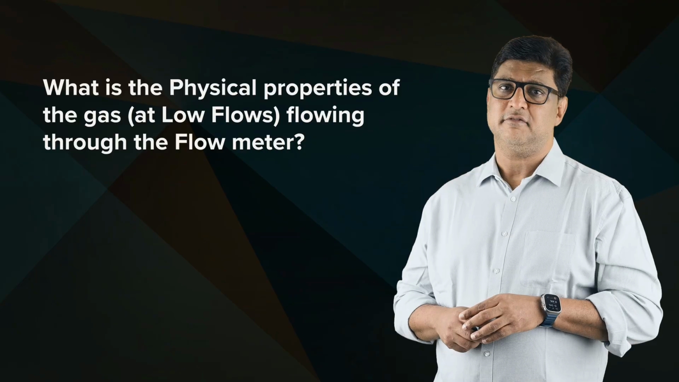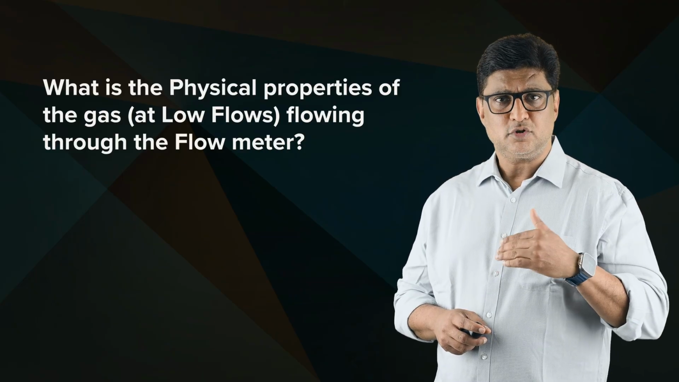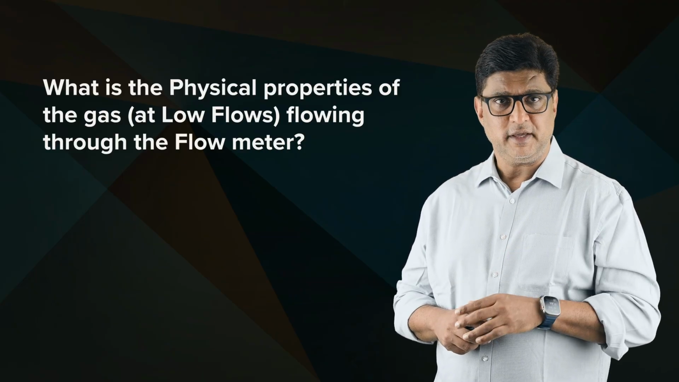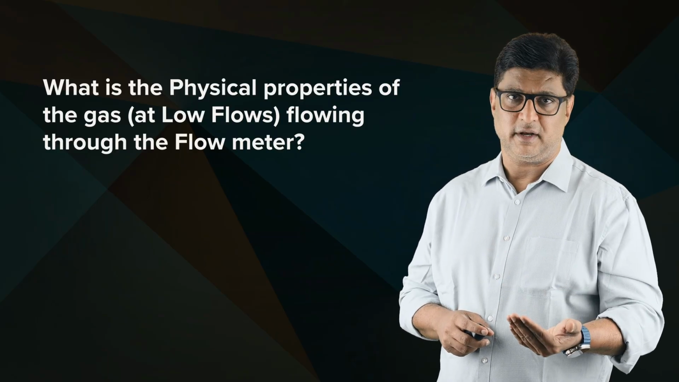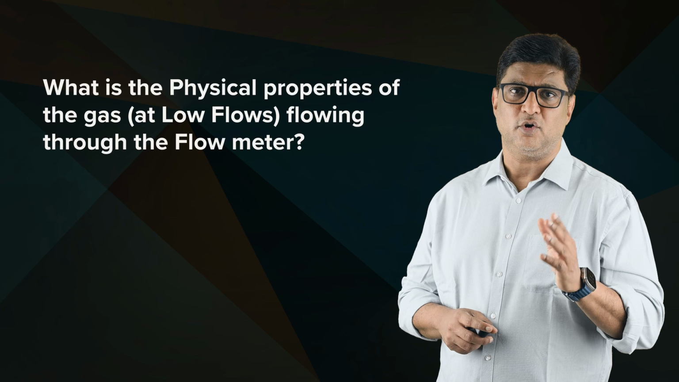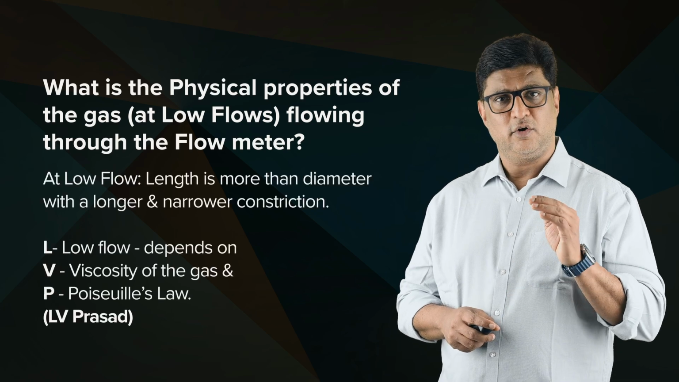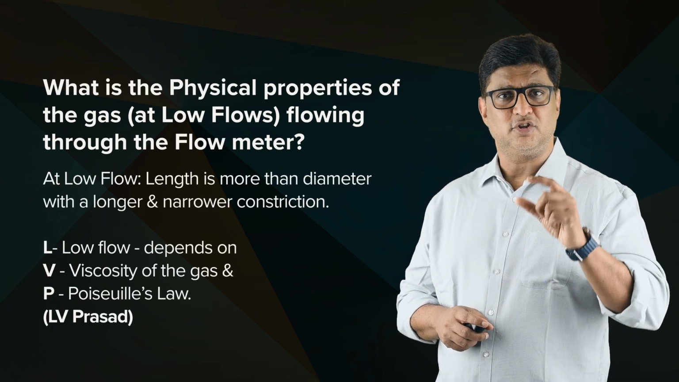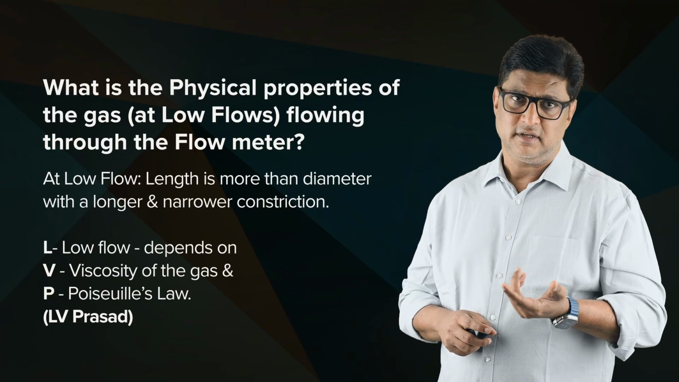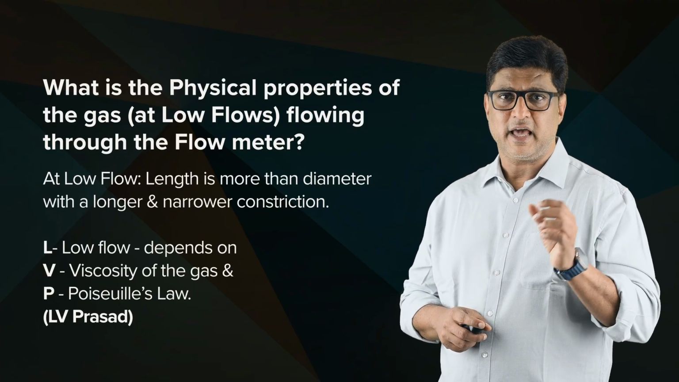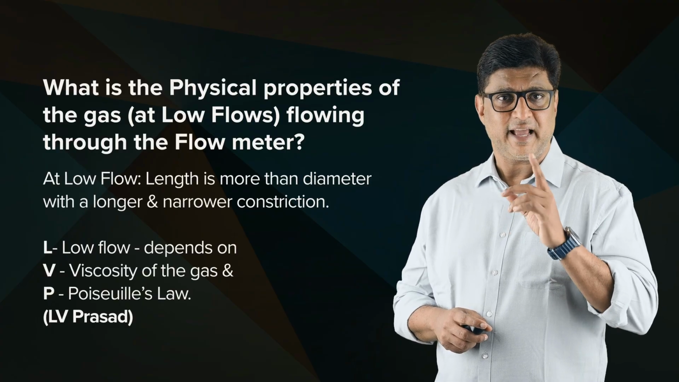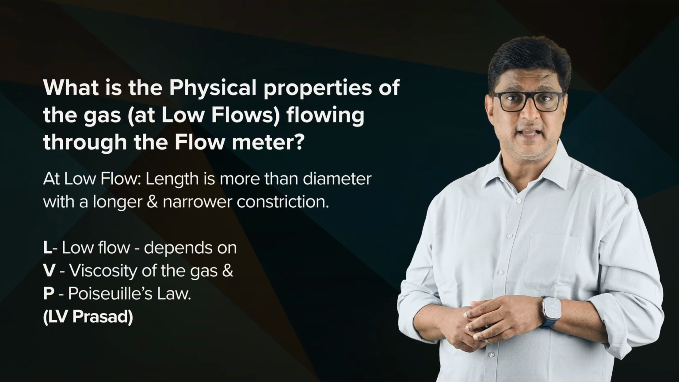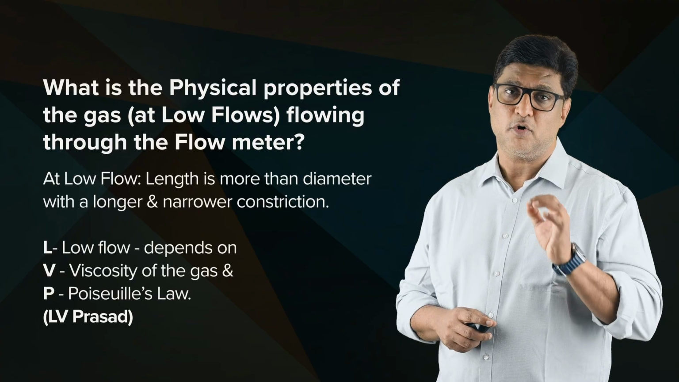The third and final question is probably the most important one conceptually. What are the physical properties of the gases flowing through the flow meter and how do they behave at low and high flows? So, at low flow, the length of the tube is more than the diameter. So, there is a longer, narrower constriction. At this flow range, the gas movement depends upon the viscosity of the gas and it follows Poiseuille's law.